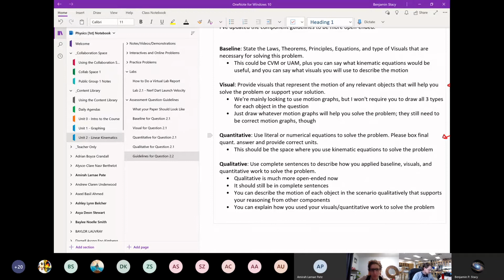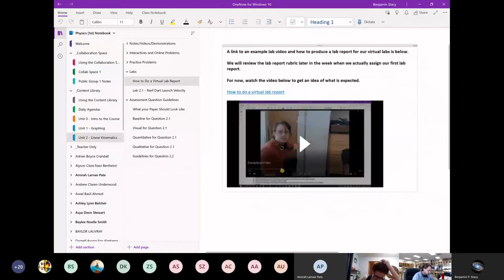So there's the slightly different assessment question guidelines. In the labs section, so now I'm up here, I've just opened the little section, how to do a virtual lab report. There's the link to the example lab video. Make sure you watch it. In that one, I've made a data table and a graph for the analysis section. This current lab this week, the Nerf Dart lab, you don't need to have a graph.